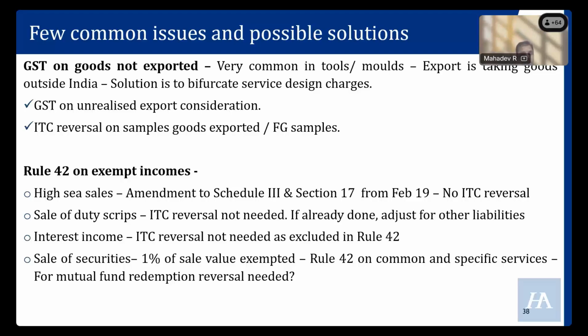There are high seas sales. If it is a high seas sale, we don't have to do any reversal. Sale of duty scrip, no reversal is required. Then interest income, you don't have to pay GST or the reversal of credit is not required. If there is a sale of security, then 1% of such sale amount has to be considered to be an exempt supply. Say you have mutual funds. If you are going for redemption, then you need to see that 1% of the value of security is considered for Rule 42 credit reversal purpose. This is applicable even in case of mutual fund redemption.